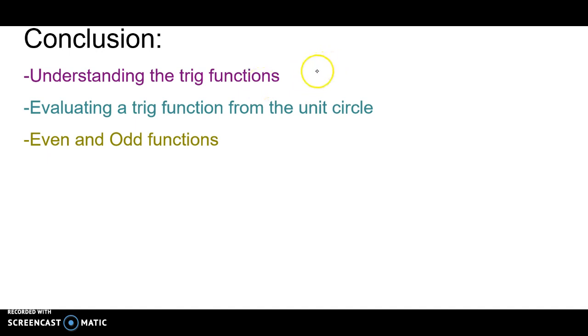So we understand trig functions, how to evaluate a function on the unit circle, also just understanding even and odd functions, which really are just those identities that I shared with you.